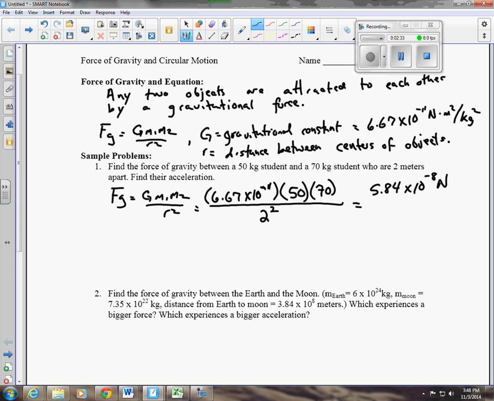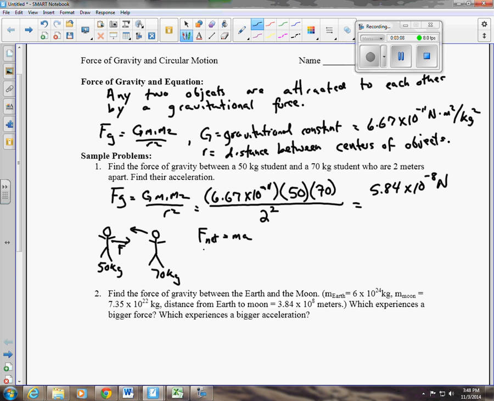Now, that is a tiny force. We're going to find the acceleration, so I'll draw this. I have the 50-kilogram student with a force of 5.84 times 10 to the minus 8 newtons, and the 70-kilogram student. That's the same force pulling him the other way. They're equal and opposite forces.